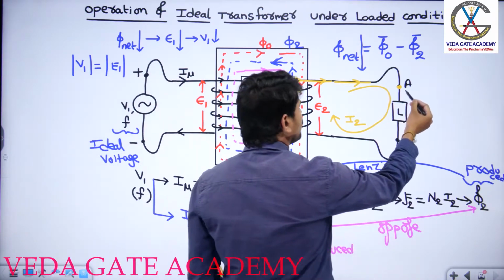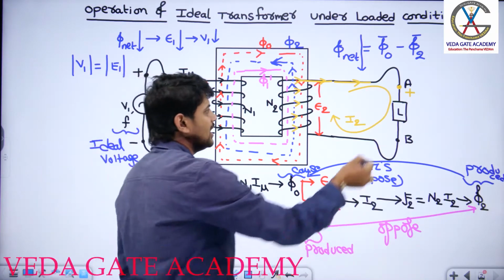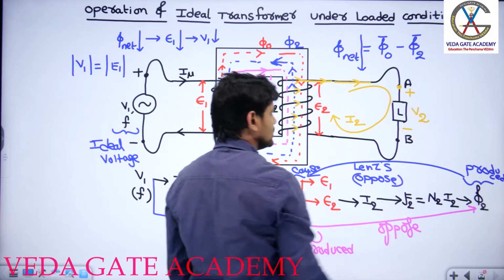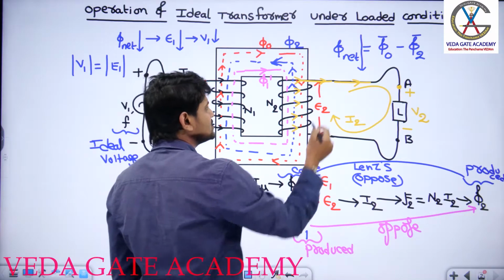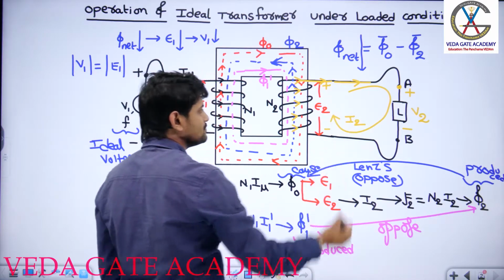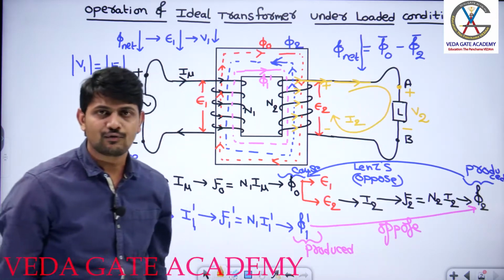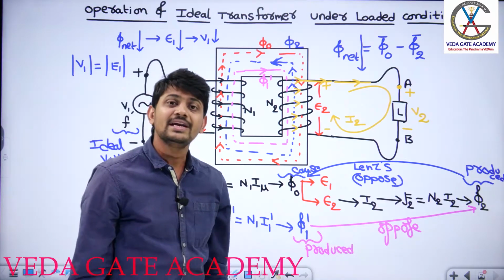Since it is a load, the moment current is entering the load, according to passive sign convention, this is the positive terminal with respect to this one, and this load voltage is called V2. And according to the same passive sign convention, this acts as a source. For a source, this terminal should always be positive with respect to this terminal. Then only from the source the current will be generated and flow through the load. So this is the way you need to determine the direction of current I2 in the secondary winding.